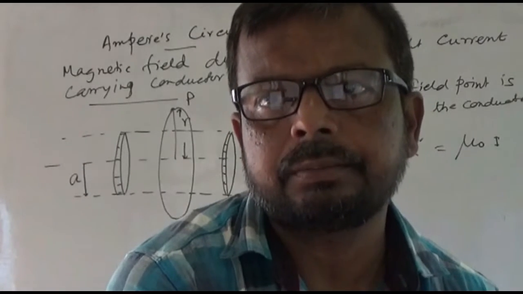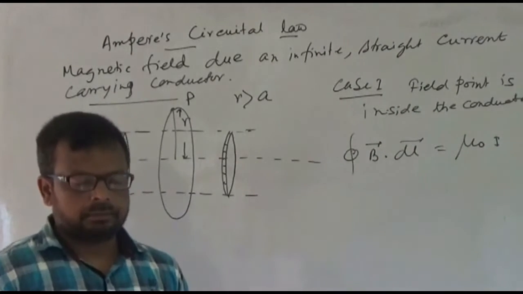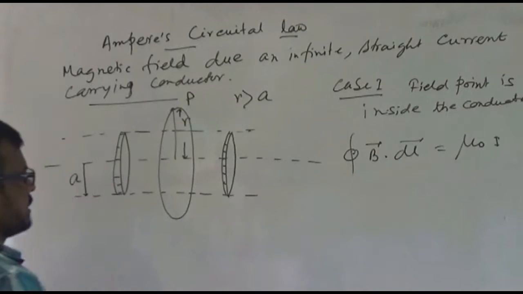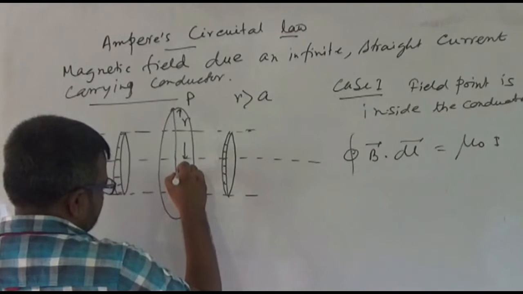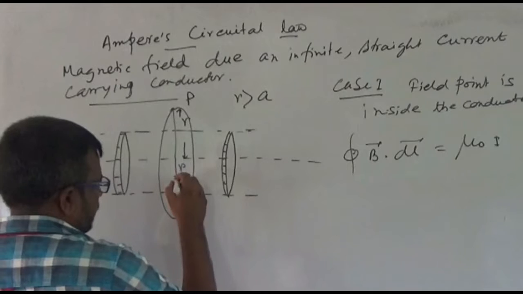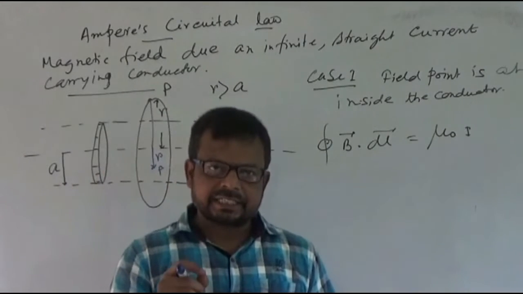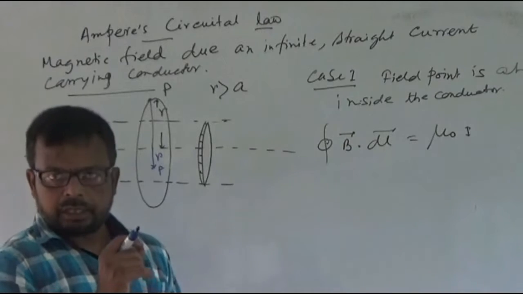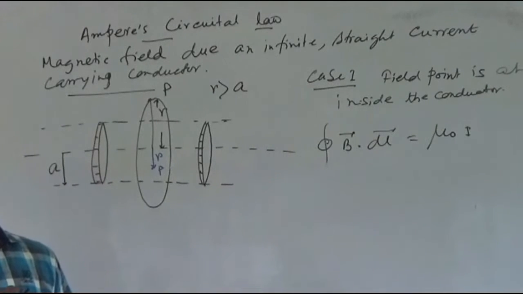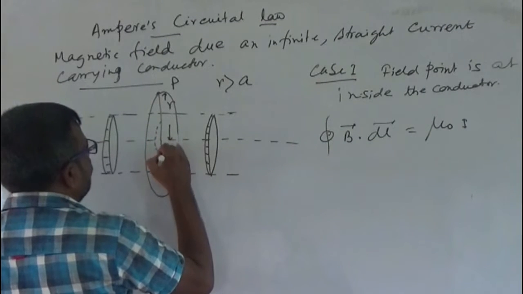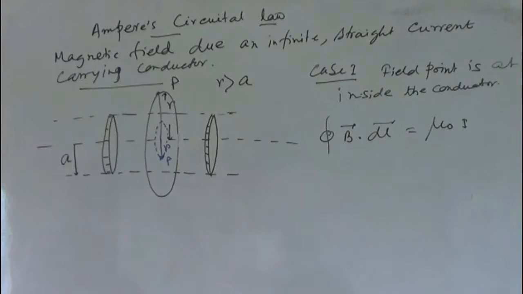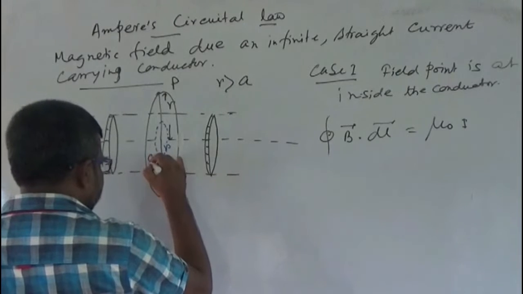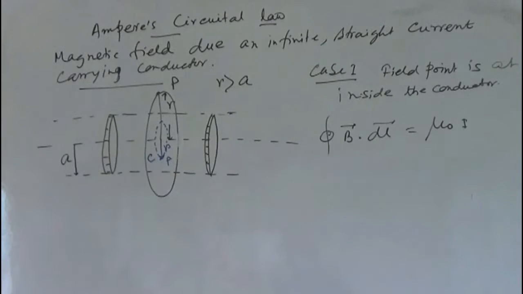Now, if the field point is inside the conductor, let us say this is the field point, which is at a distance r from the axis of the conductor, and r is less than a, that is, less than the radius of the conductor. In this case also we have to take an Amperian loop, that is, a closed path taken as a circle centered at the axis.